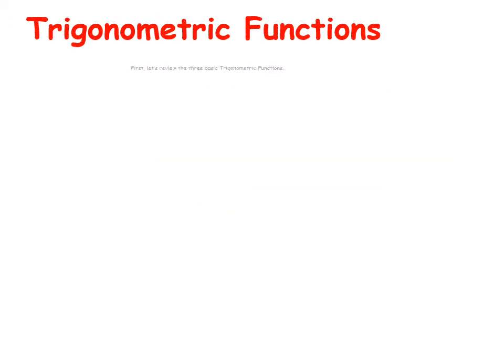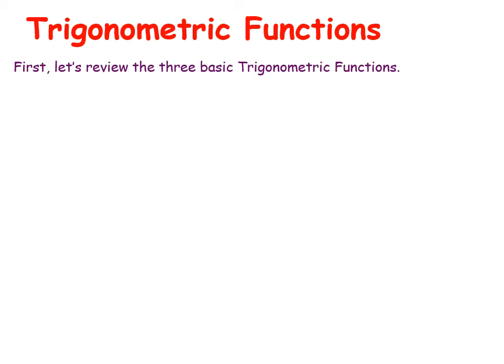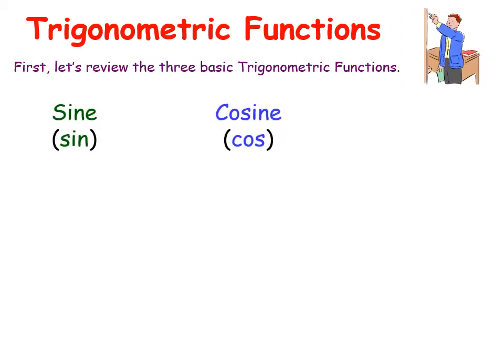Trigonometric functions. We know that we have three main trigonometric functions. The first one is sine, cosine, tan, tangent or tan, right, for the angle.